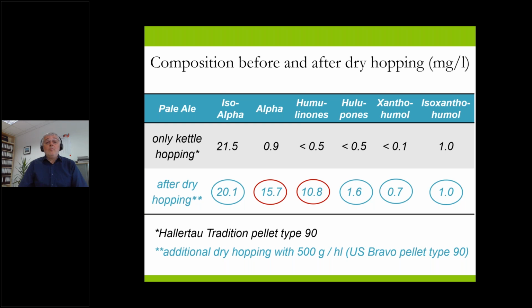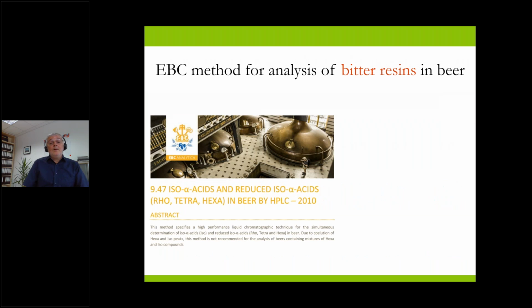And the key bitter compounds in dry hop beers are mainly the alpha acids and the humulinones. They are introduced in concentrations, in this case, up to 15.7 milligrams per liter and 10.8 milligrams per liter respectively. And with the knowledge from literature, they are key bitter compounds in this beer type. So we have to care about the analysis of these compounds. So the question is whether you can do the dry hop analysis also with the existing 947 method. And to make a long story short, this is possible.